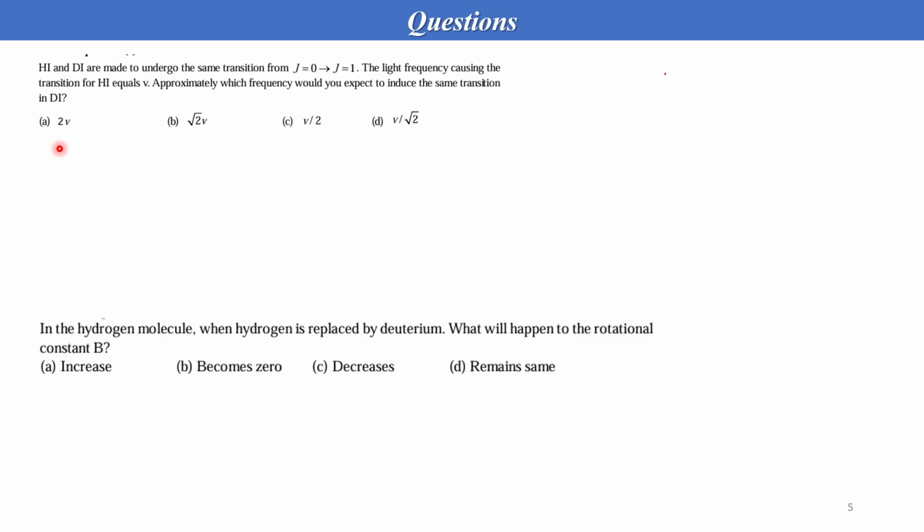So for the first question, HI and DI are made to undergo the same transition from J equals 0 to J equals 1. The light frequency causing the transition for HI equals mu, approximately. Which frequency would you expect to induce the same transition in DI? It's 2 mu, under root 2 mu, mu by 2, or mu by under root 2. So what will be the answer for this?